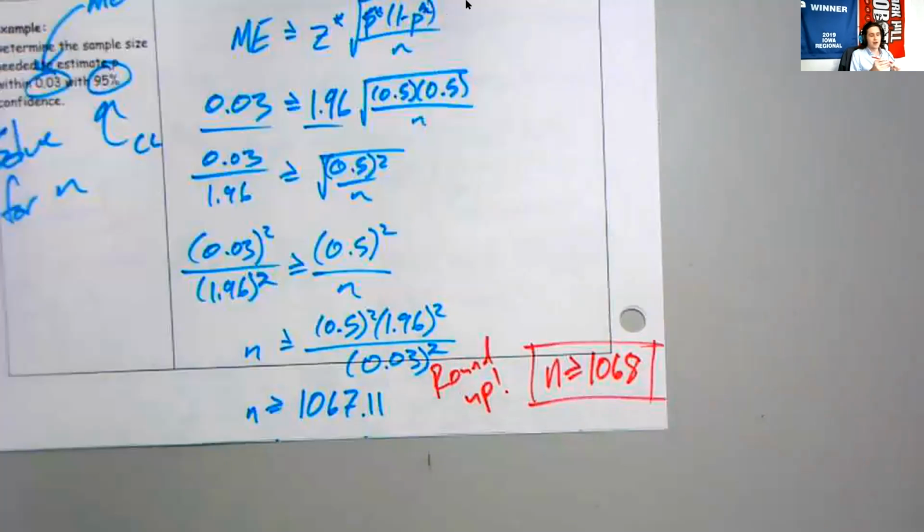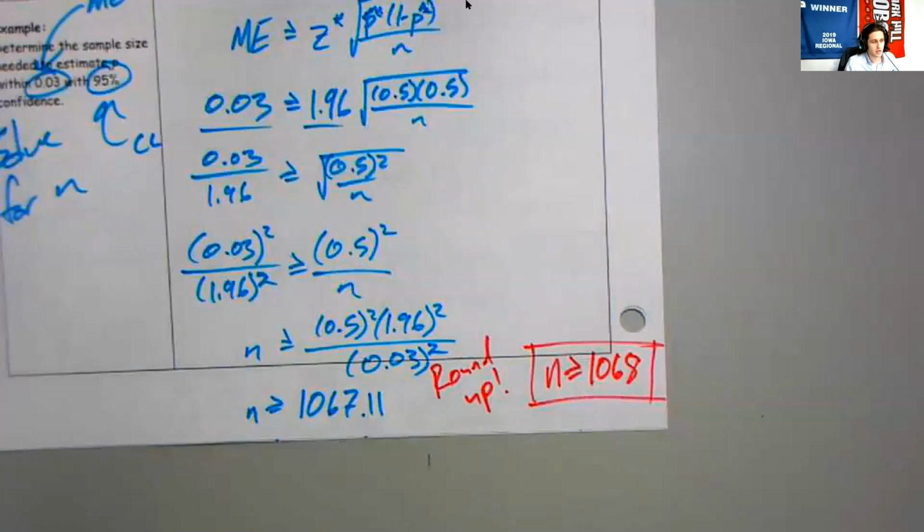So we can do some margin of error calculations as well. Those aren't bad. Those show up more often in a multiple choice setting, or as part B or part C on a free response question. And it just so happens I have one that shows up on a free response question. Let's do a little more complicated one.